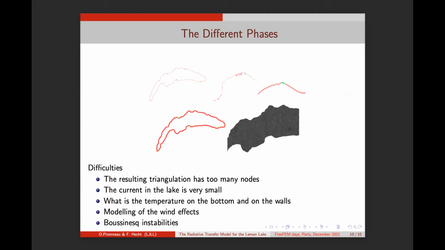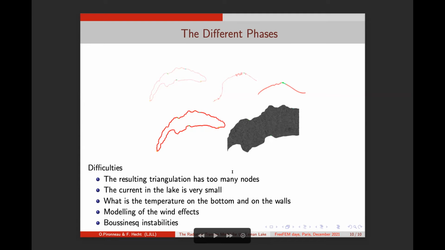So you see the contour line of the lake. Then you see some details here, how crazy it is. You have to simplify this in order to get this one. Then you get a decent contour for which you can build a mesh by the automatic mesh generator.